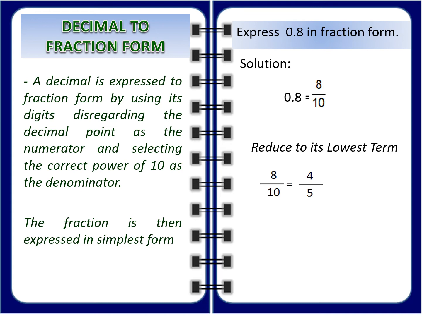Then 8 over 10 can be expressed in its simplest form. So it becomes 4 over 5. Therefore, 0.8 is equal to 4 over 5.